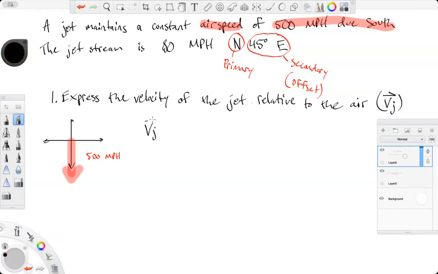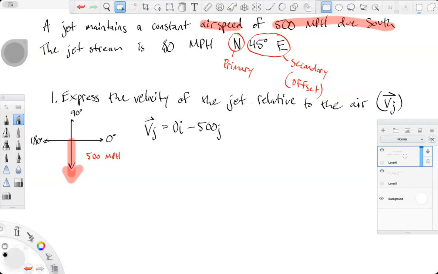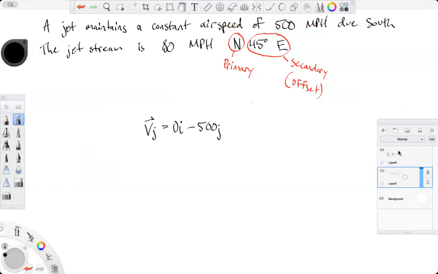So the vector that describes the movement of the jet is going to be equal to, and if we look at this, we're just going to think about this as our unit circle. So 0 degrees, 90 degrees, 180, and so on, right? So we could say, oh, it's a 270-degree angle, or we could just look at this and say it's not going left or right, so there's 0i. It's going straight down, so all of that is negative 500j. Boom, there's our vector for the jet. Let me just cut this out here because we're going to need that later. And we'll save that for later and get rid of that.